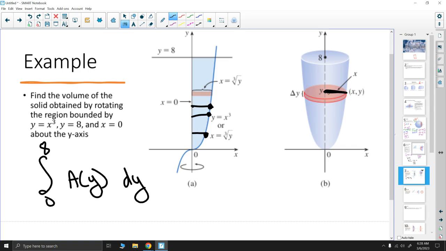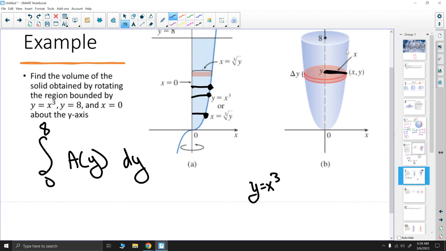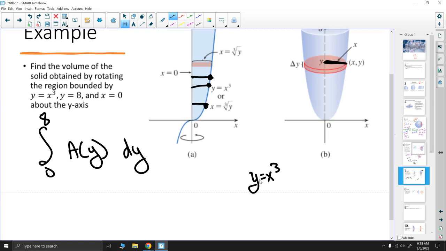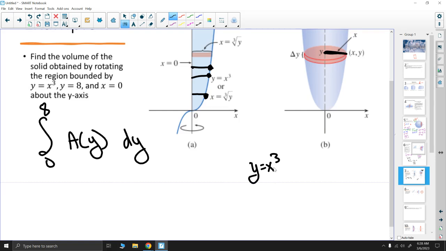So again, we're going to describe this x in terms of y. We have the equation y equals x cubed, and we want to solve for x in terms of y, because we are integrating with respect to y, and this value here is x. So we have y equals x cubed. What is x in terms of y? Well, we take the cube root of it. So x equals the cube root of y. This now tells us what x is in terms of y, which is good because we want the area in terms of y.